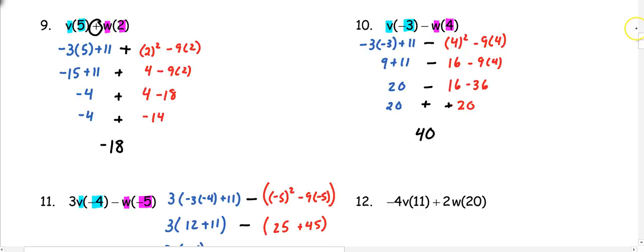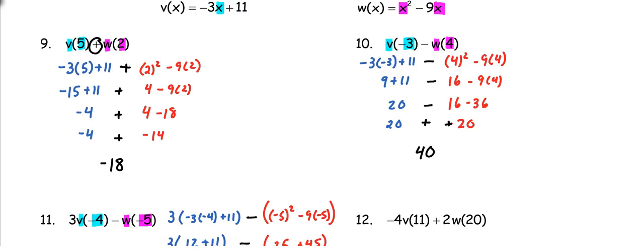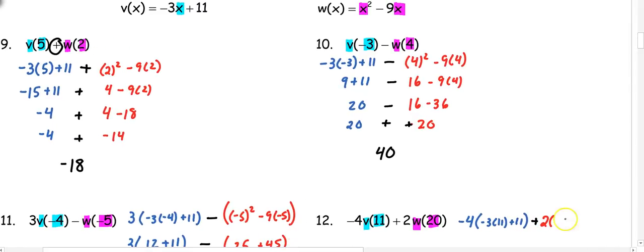Number 12, I need my equations back again. So in the v equation, we are going to substitute 11. And in the w equation, we are going to substitute 20. So I'm going to rewrite each equation. So negative 4 parenthesis negative 3 times 11 plus 11. And we have our plus sign. And we have a coefficient of 2. And we have 20 squared minus 9 times 20.